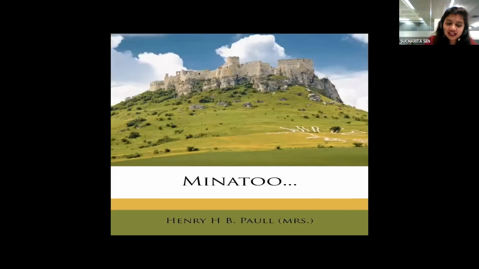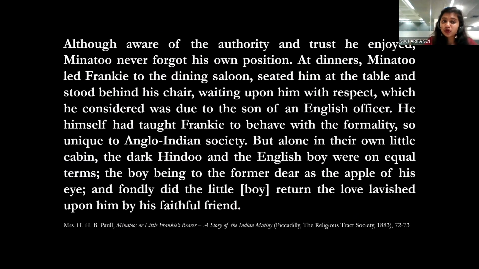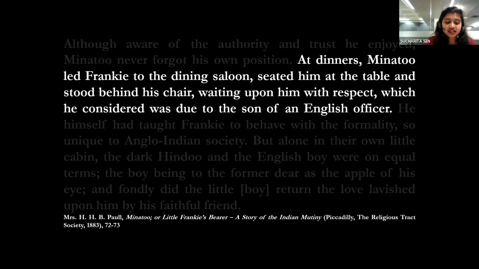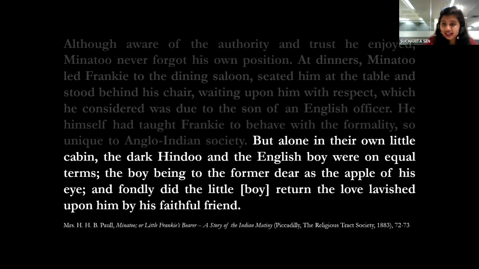The fate of the child character penned by Mrs. Henry Paul was similar to that of Soni. Orphaned during the Indian Mutiny, little Frankie grew up under the care of Minatu, his bearer. Although aware of the authority and trust he enjoyed, Minatu never forgot his own position. At dinners, he led Frankie to the dining salon, seated him at the table, and stood behind his chair with the respect which he considered was due to the son of a British officer. But alone, in their little cabin, the two were bound together in a reciprocal affectionate relationship.